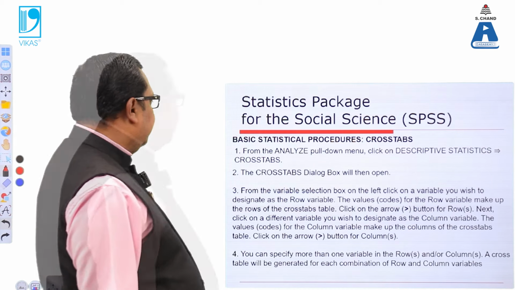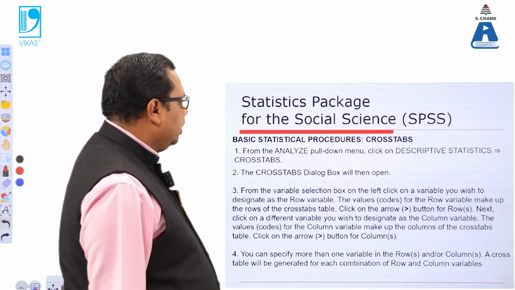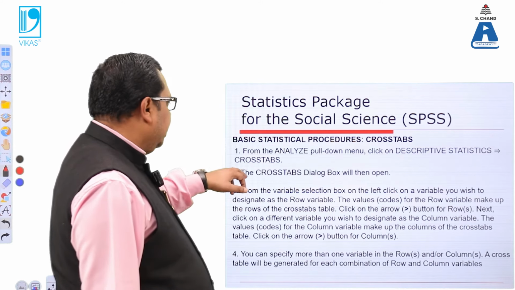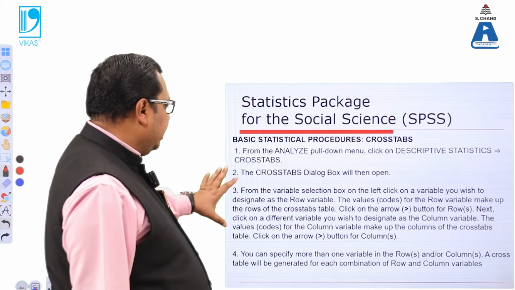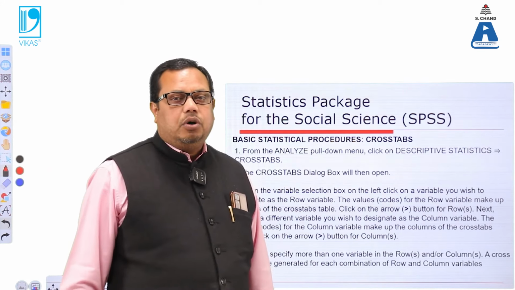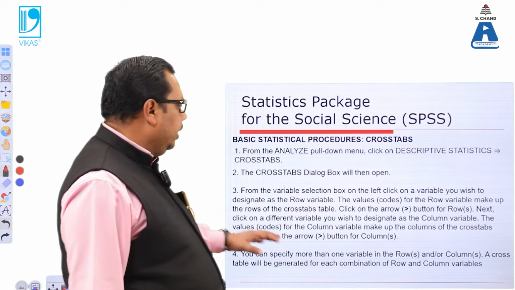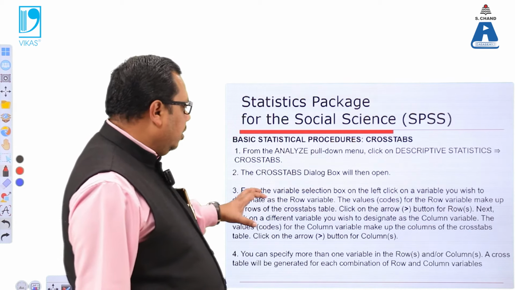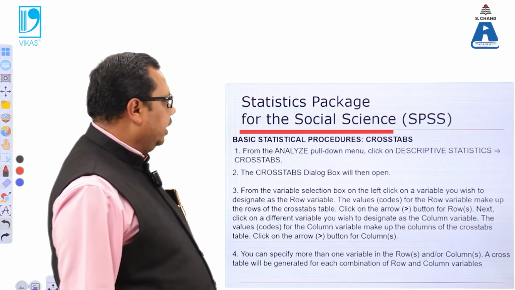Then we have the Analyze pull-down menu. Click on Descriptive Statistics and then Crosstabs. The Crosstabs dialog box will then open, and from there we can choose the button, either we want to go to a particular row, or a particular column, or we want to choose the particular time, and what kind of changes we require in this particular data.